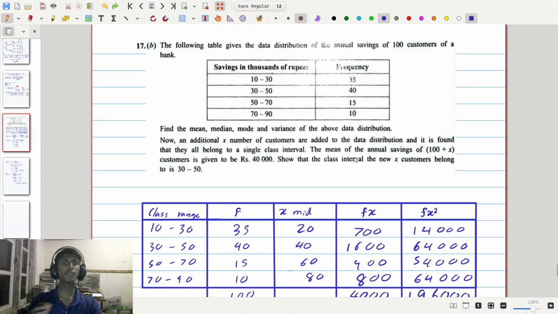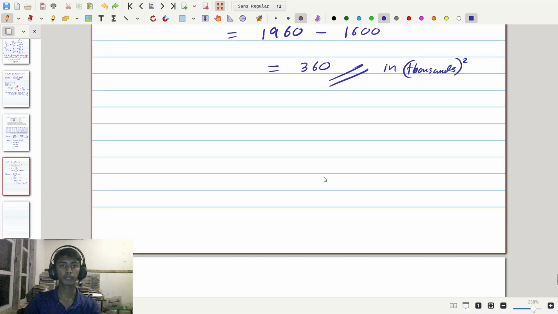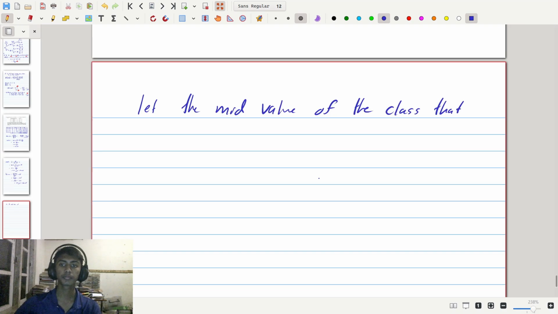Now if all of these x customers come into the same group, then they're all going to have the same exact mid value in that class interval. Now let's suppose that mid value is let's say y. So let's say let the mid value of the class that the x people belong to be y, and it has to be a single value because all x individuals come into the same group.